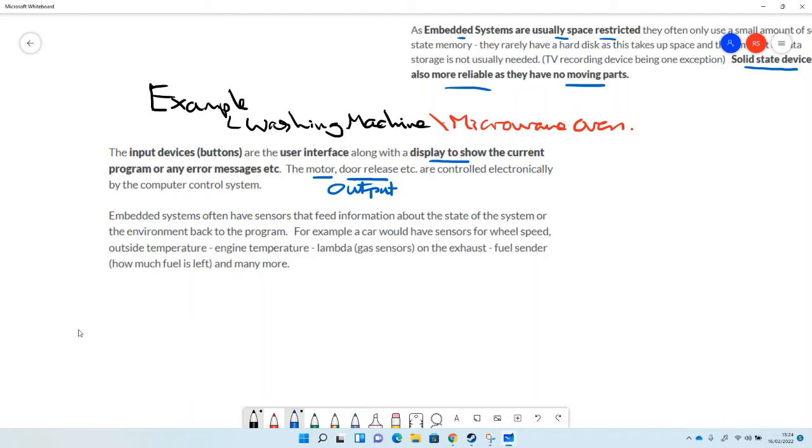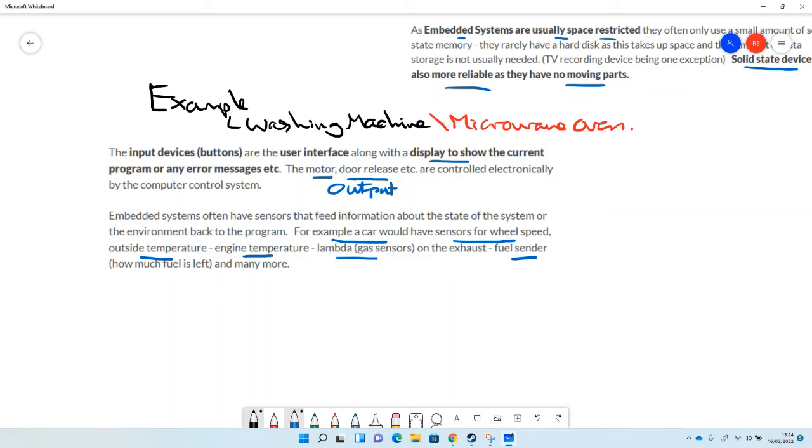Embedded systems often have sensors that bring information into the system. So instead of waiting for information from the user, they get information from the environment. An example might be a car. It has sensors for wheel speed, outside temperature, perhaps engine temperature, lambda for gas sensors, a fuel sender that says how much fuel is left in the fuel tank, and lots more. So ABS and all kinds of things. Those sensors are input devices that feed data into the system so that it can then adjust the outputs.